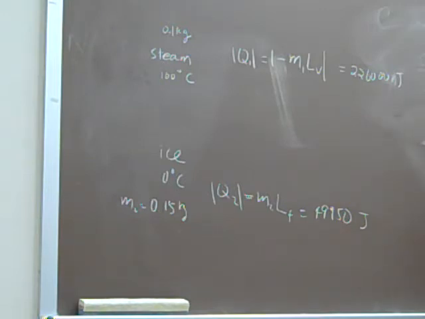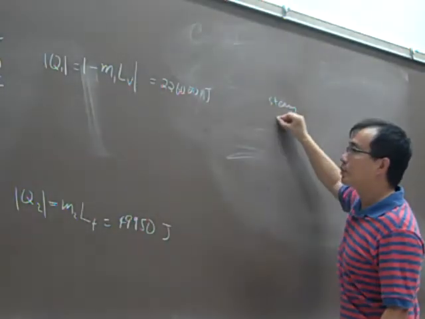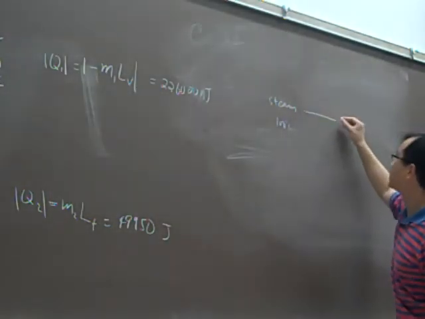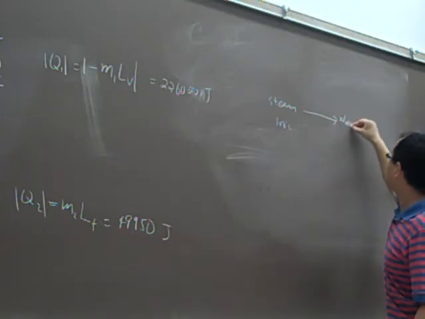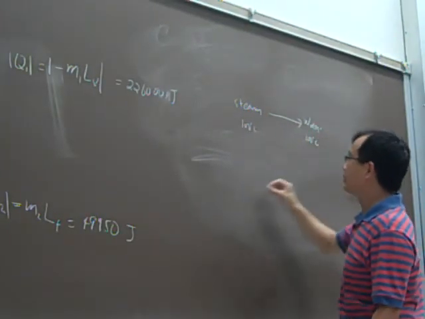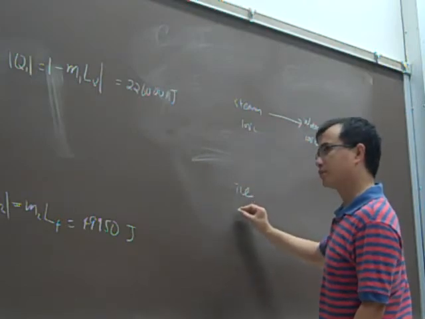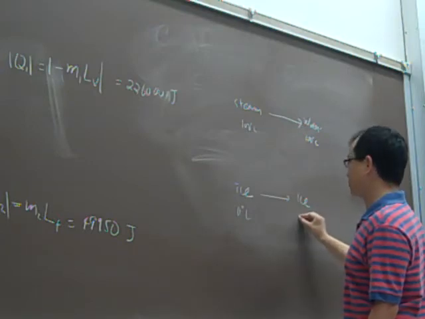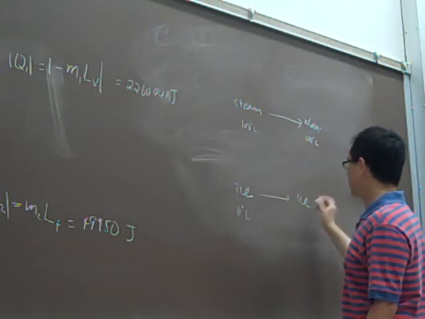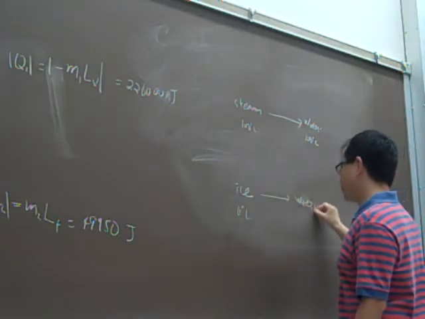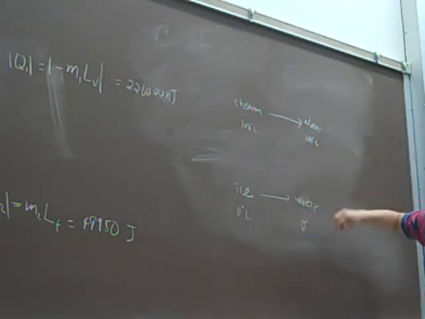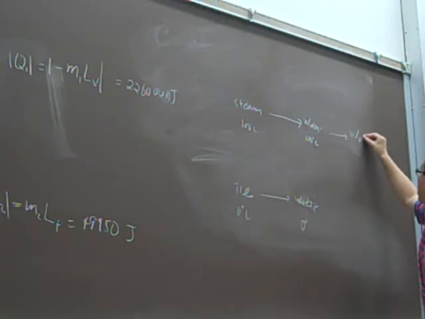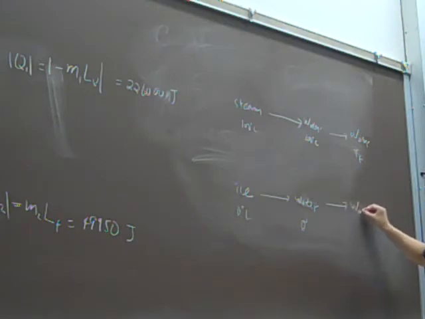So now that will be similar to that. You have steam, 100 degrees, and water, 100 degrees, changing temperature. You have ice, 0 degree, or water, right? Water, 0 degree, and they mix with each other. So you get some water with some unknown final temperature.